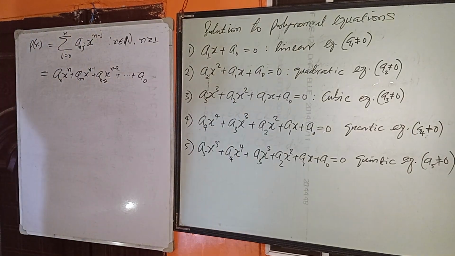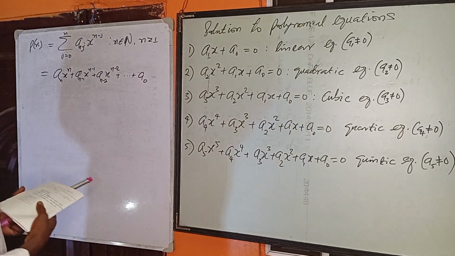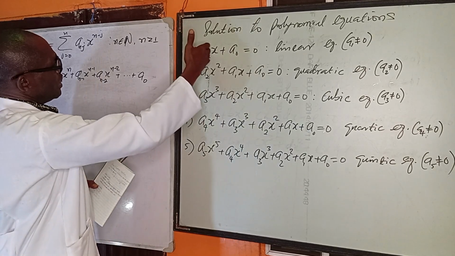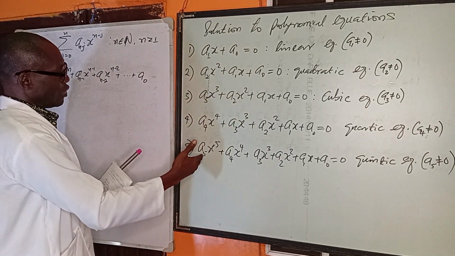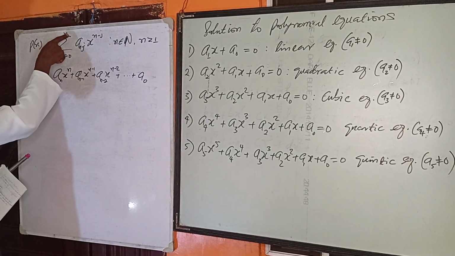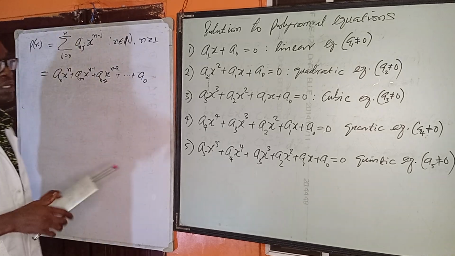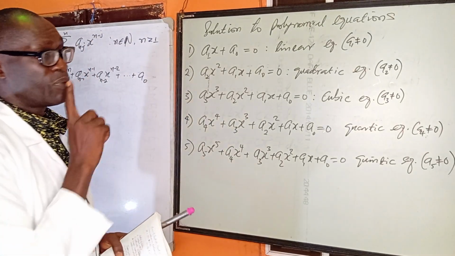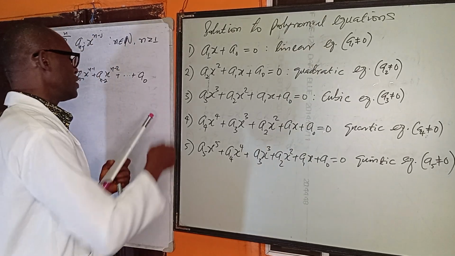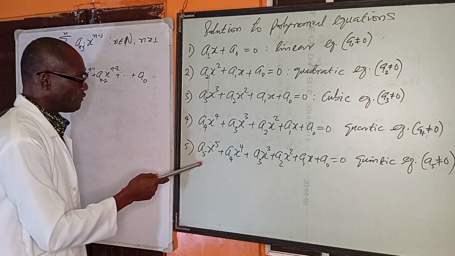Okay. Now observe from what we have here. So far we've written this polynomial equation up to the 5th degree. So the n represents the degree of the polynomial. If n is equal to 1, then that polynomial is a polynomial of degree 1. If n is equal to 2, it becomes a polynomial of degree 2. If n is equal to 3, it becomes a polynomial of degree 3. If n is equal to 4 and 5 and so on.